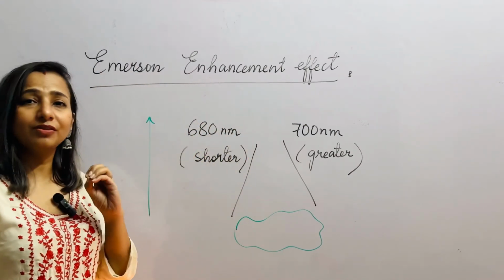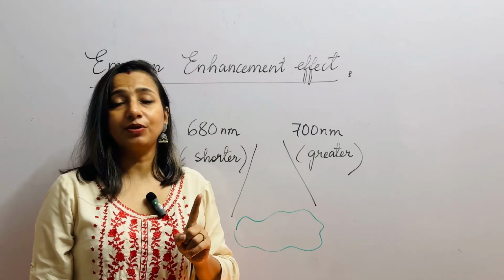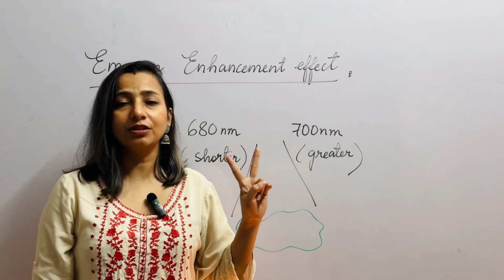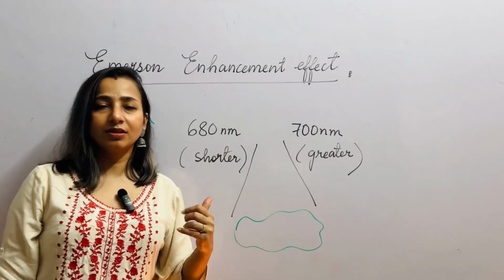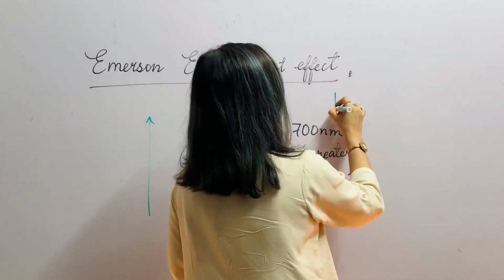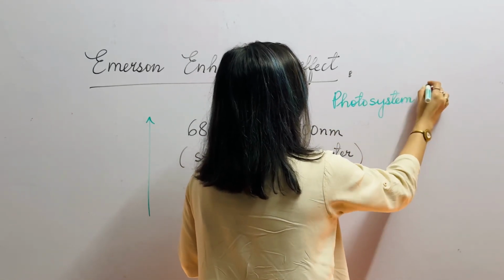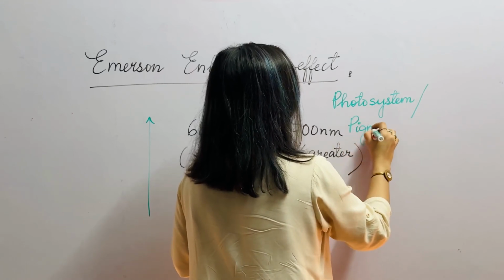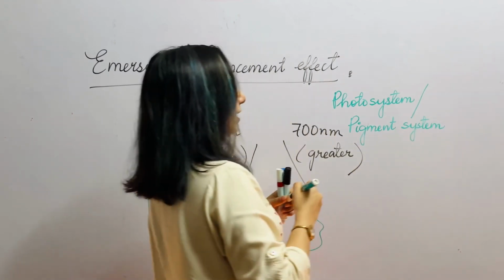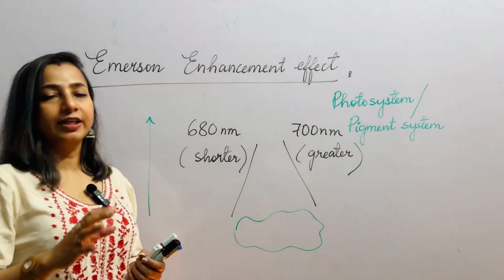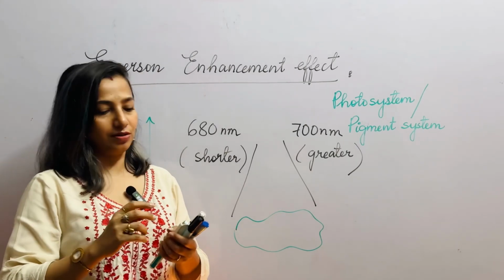Now, this experiment was very, very important in the history of photosynthesis. Why? It suggested that there might be the presence of what? Two separate or discrete pigment systems or photosystems. Just now I was talking about the photosynthetic unit. That is also called what? It is also called photosystem or pigment system. Okay? Clear? And the Emerson enhancement effect led to the discovery of two discrete photosystems or pigment systems.